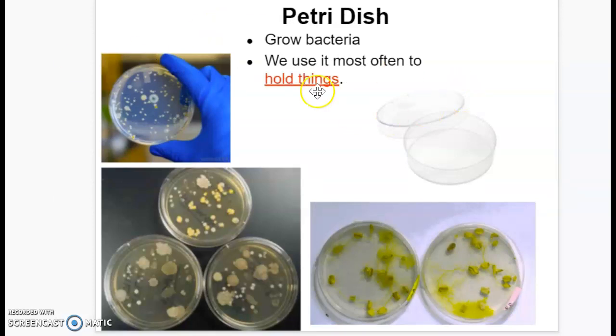Now we have Petri dish. These are used generally to grow bacteria, but we use it mostly here at the intermediate school to hold small things. When you get to middle school and high school, you'll start doing some experiments where you'll try to collect certain samples and see if you can grow bacteria in them. It's a pretty fun and gross thing to do. But at intermediate school level, we just use it to hold small things to keep them safe while we're working with them.